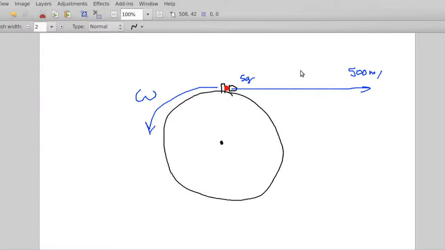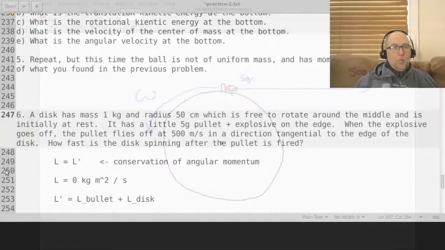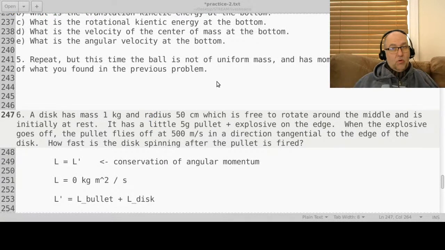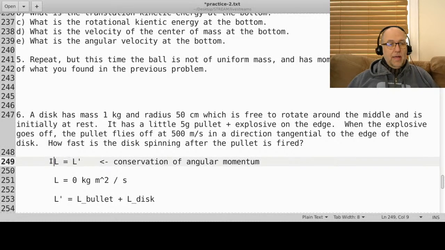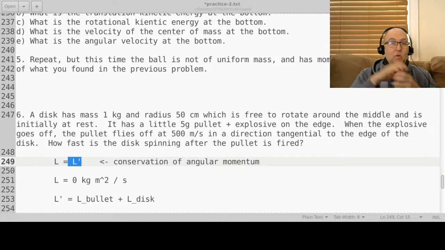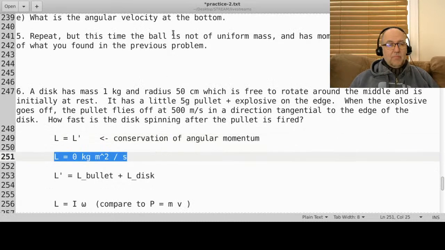Now, this looks like a really difficult problem to do, and what we want to do is start off by thinking about conservation of momentum. Sorry, angular momentum. All right, so conservation of angular momentum basically says, whatever the total angular momentum is before, it's equal to the total angular momentum after. It's kind of like the things exploding and pieces going off linearly, but here one of the pieces is actually spinning.